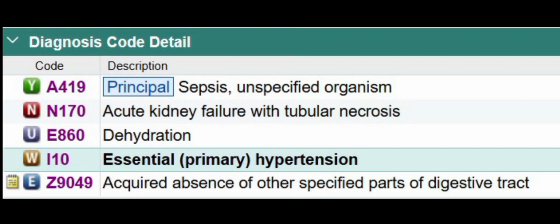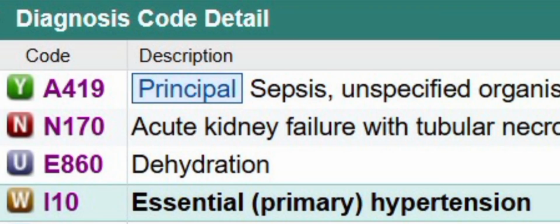I will show you the example of indicators in 3M. So here sepsis, I gave Y as an indicator, which means the condition was present at the time of inpatient admission, and the second one is acute kidney failure with tubular necrosis. I have assigned N indicator, which means no. N indicator means not present at the time of inpatient admission, and third one is dehydration.